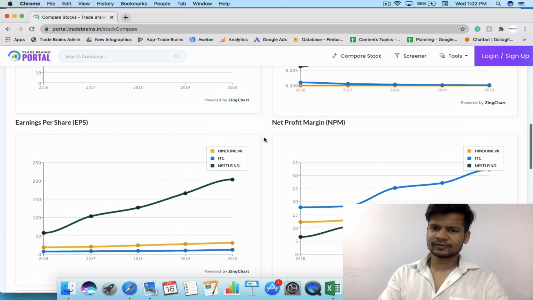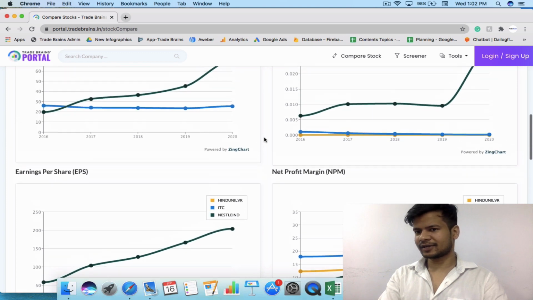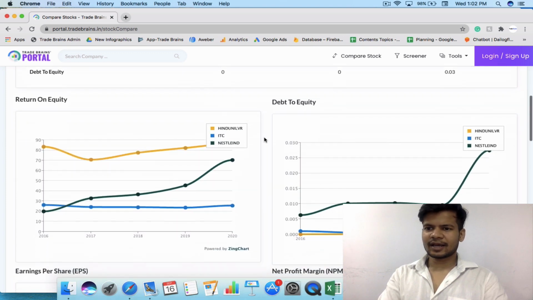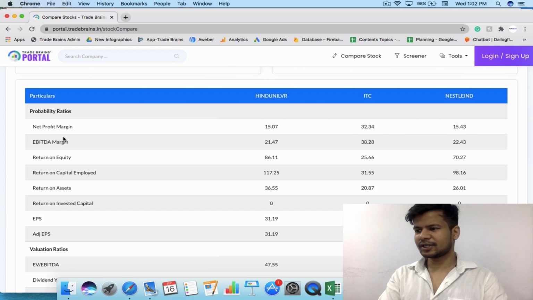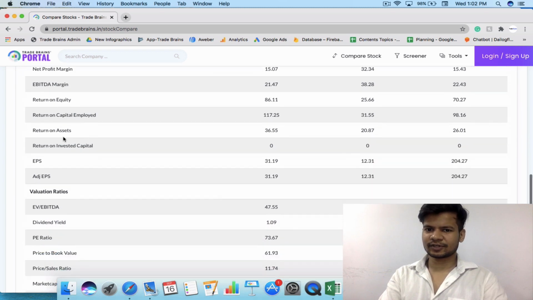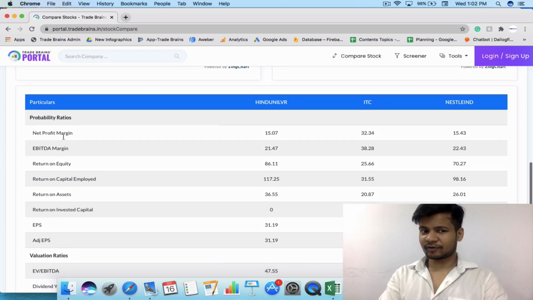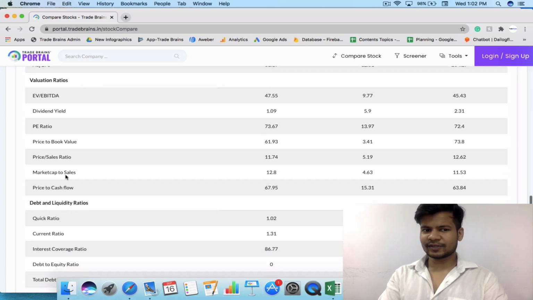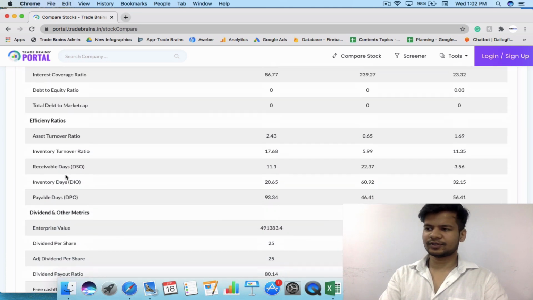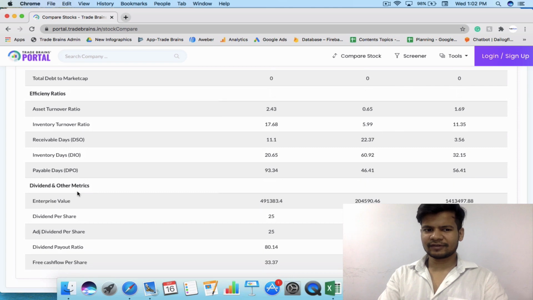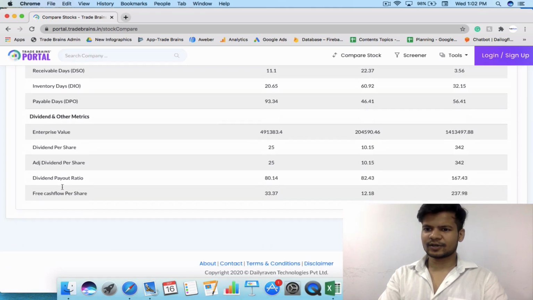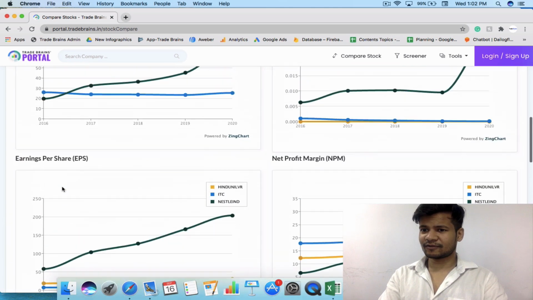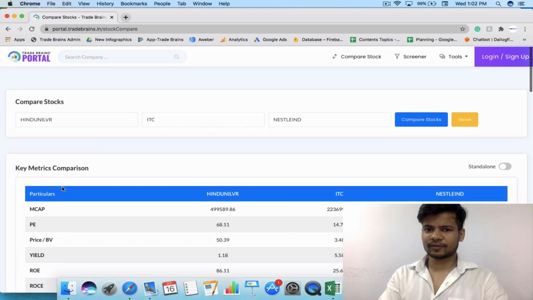So these are the 4 metrics in terms of graphs that you can look at to compare companies. Further, if you go down, you can find all the other financial ratios that you need to compare these companies, like profitability ratios, valuation ratios, debt to equity ratio, efficiency ratio, dividend yield, and a few other metrics. So you can do a thorough analysis of all the companies that you want using our portal.